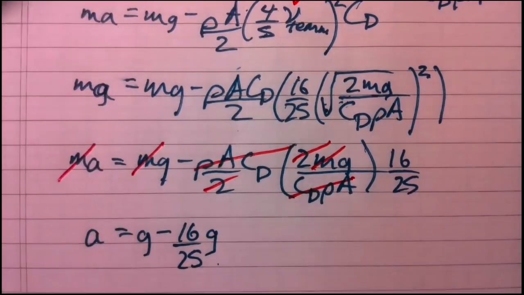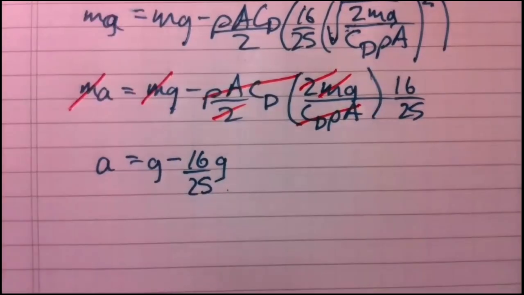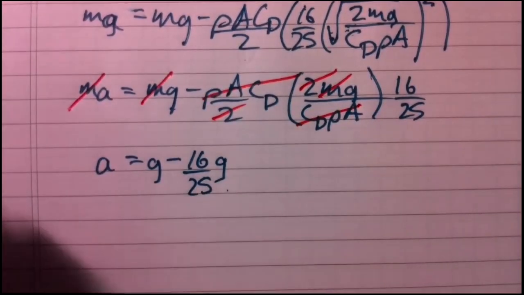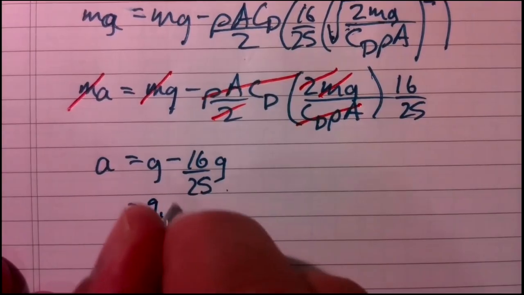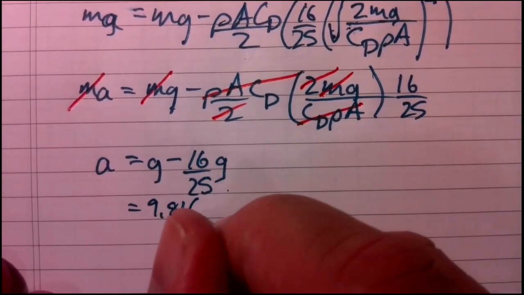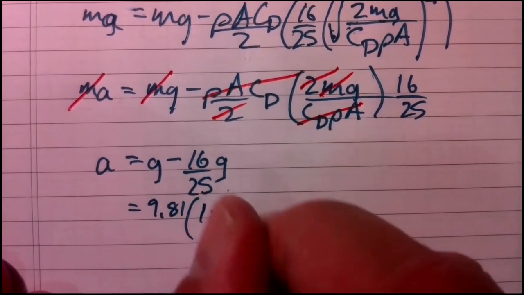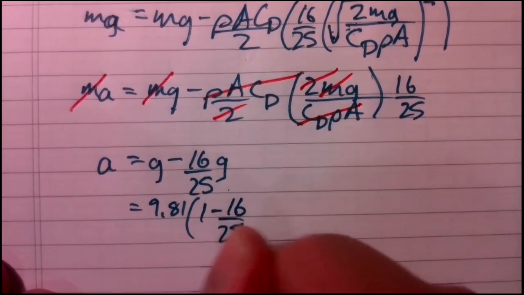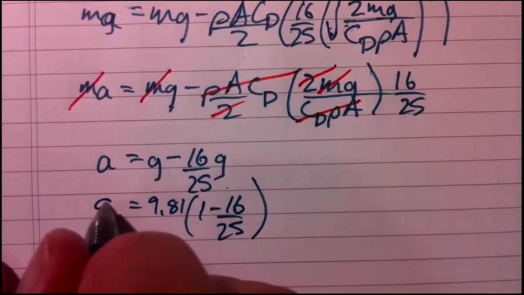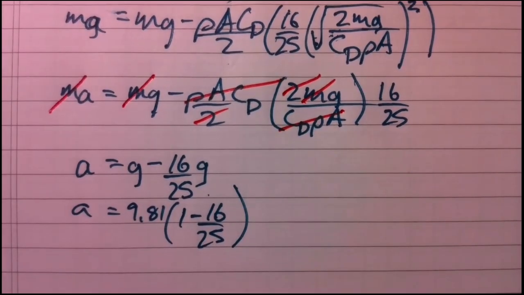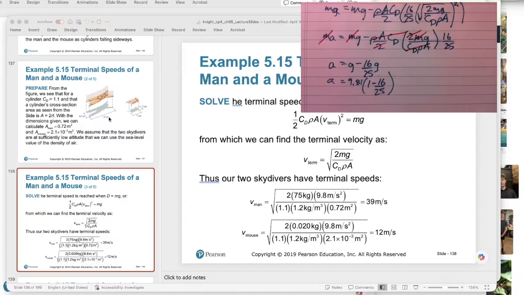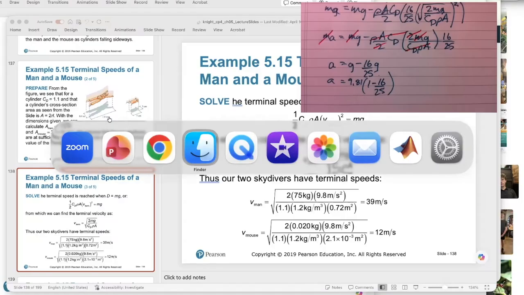All right, so this actually seems pretty reasonable. There was a lot of algebra. We're going to factor out the g now. So we've got 9.81 times 1 minus 16/25. See what we end up with here is basically the drag cut down on our acceleration by a certain amount. So it actually seems pretty reasonable. It didn't turn out to be too crazy in the end.